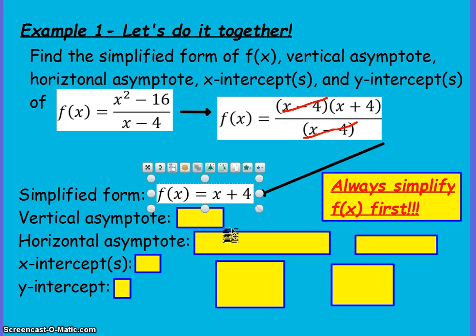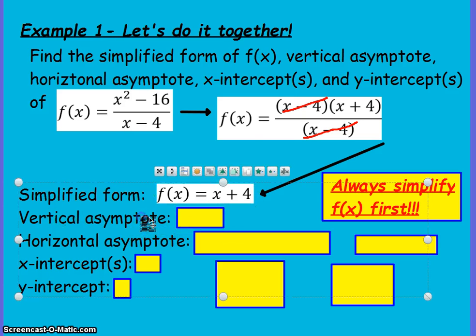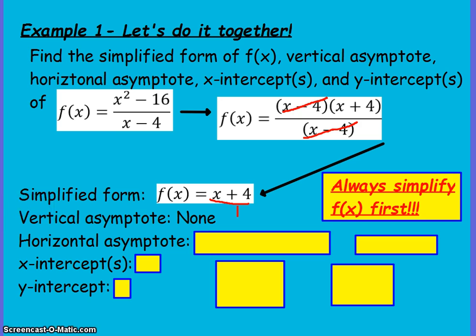So I know that to find a vertical asymptote, I set the denominator equal to 0. Is there a denominator of a linear function of x plus 4? Well, theoretically, we know that it is over 1, right? But if we set that equal to 0, 1 obviously does not equal 0, so we see that we do not have a vertical asymptote.